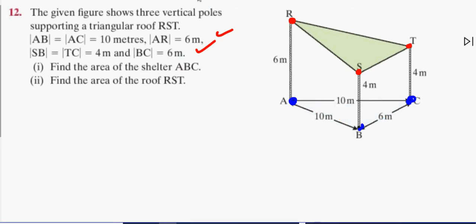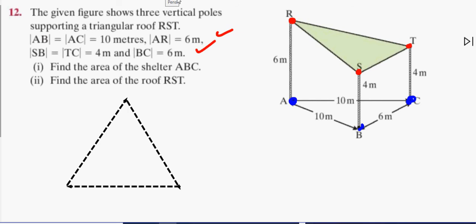Anybody know how to do this? Oh, you can do a half base times height. Why are you allowed to do a half base times height in this scenario? You're only allowed to do a half base times height when it's an isosceles or an equilateral triangle. Is this isosceles? So what does that mean? 10, 10, cut it in half. This would be 6, isn't it? So what's that? 3 and 3.